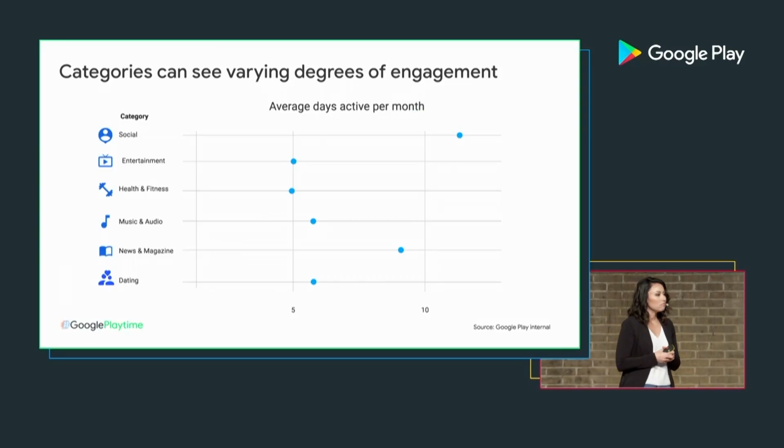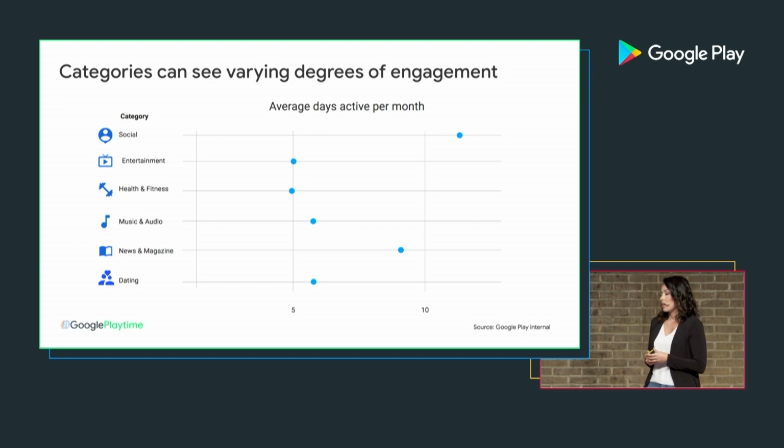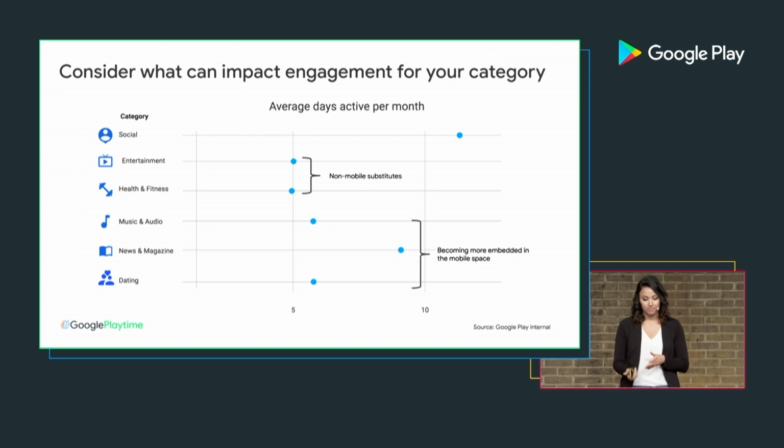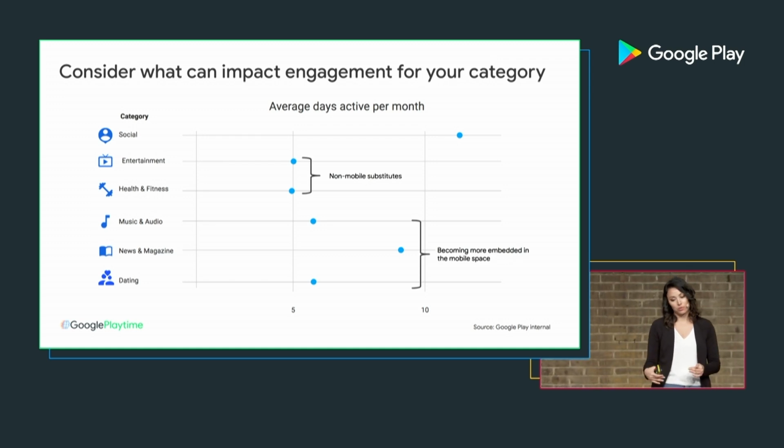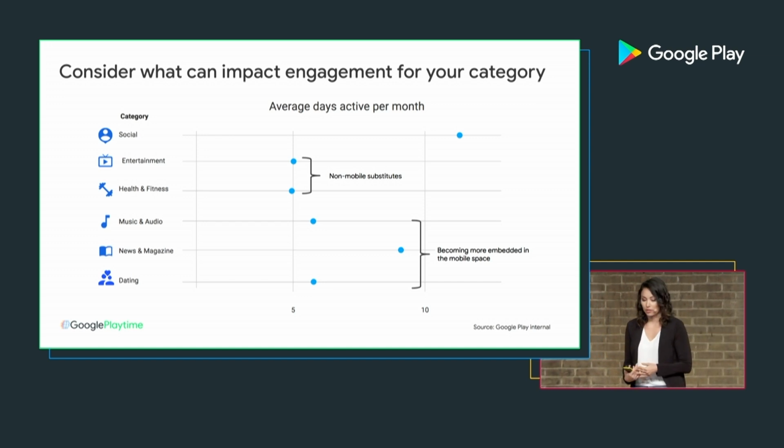So here we're looking at the average days that a user is active across the titles included in the listed categories. So we're seeing entertainment and health and fitness come in at the lowest, with about 5 active days per user. Dating, music and audio, and news and magazine see more regular engagement on Google Play. And we can see that the social category sees the highest engagement, with over 10 days for every user. But now we can start thinking about why we're seeing the variances. So let's go through some of the use cases and differences across them.